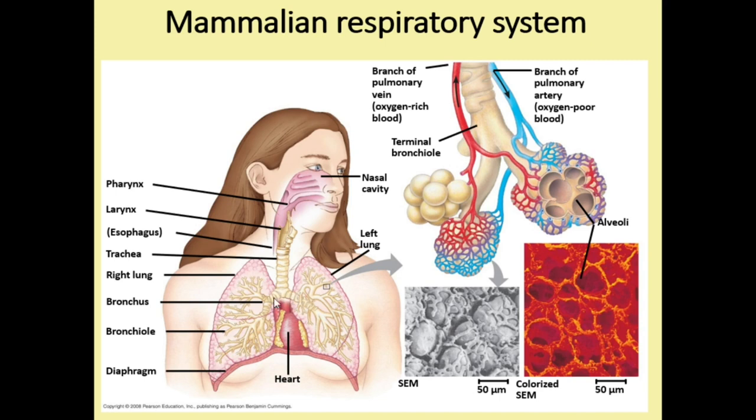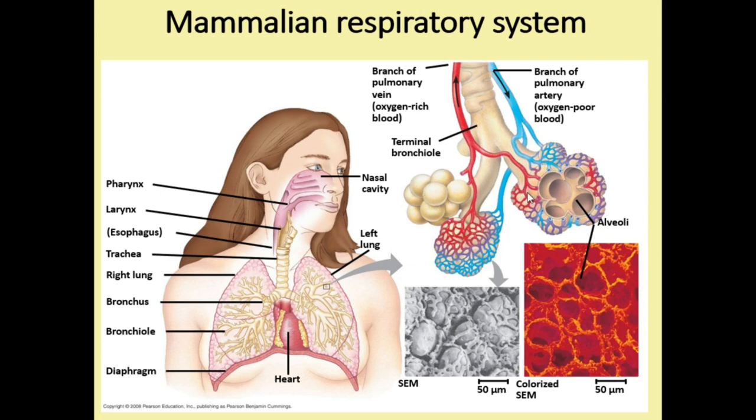So the bronchi are these thick tubes here. And then a bit like we saw with the tracheal system in the insects, these bronchi will start to branch off and get smaller and smaller into what we call bronchioles. So the bronchioles are these smaller and smaller tubes. And then those bronchioles will keep branching off and getting smaller and smaller until we come up here. And then what you'll see is that each of these bronchioles will terminate in these areas that look a bit like cauliflower here. And these are the alveoli.